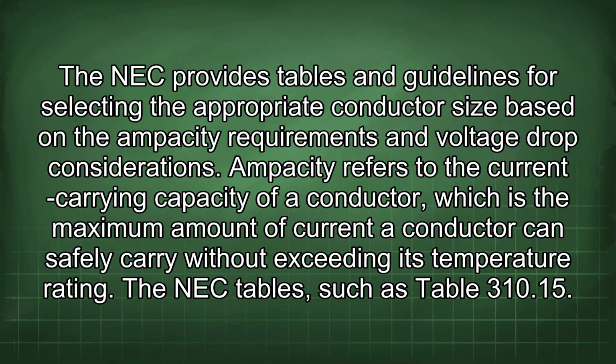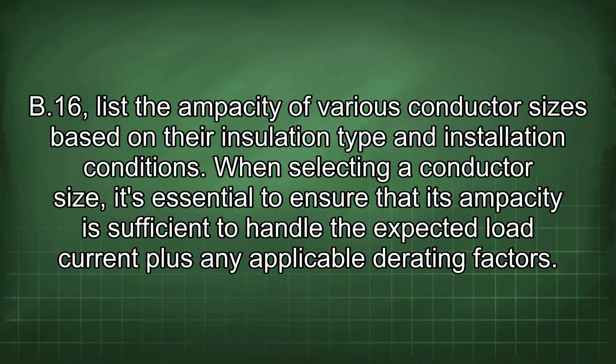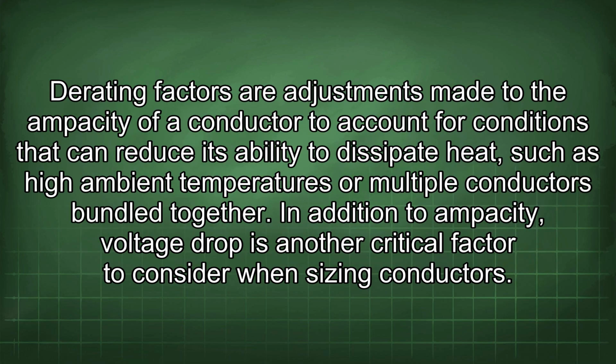The NEC tables, such as Table 310.15(B)(16), list the ampacity of various conductor sizes based on their insulation type and installation conditions. When selecting a conductor size, it's essential to ensure that its ampacity is sufficient to handle the expected load current plus any applicable derating factors. Derating factors are adjustments made to the ampacity of a conductor to account for conditions that can reduce its ability to dissipate heat, such as high ambient temperatures or multiple conductors bundled together.